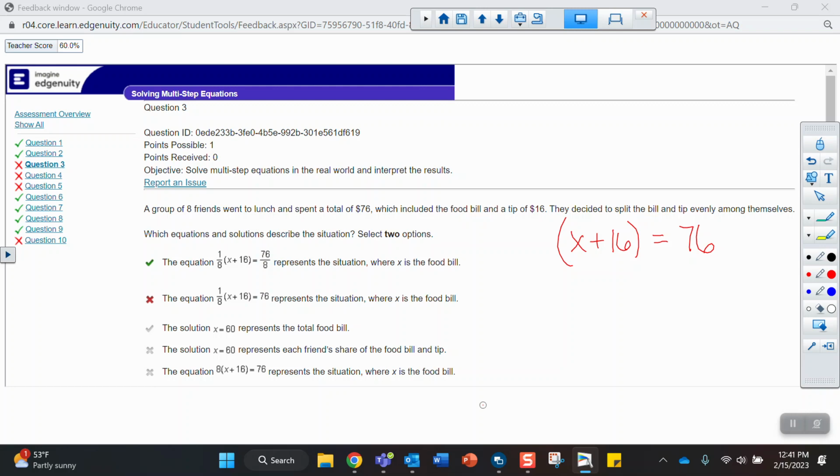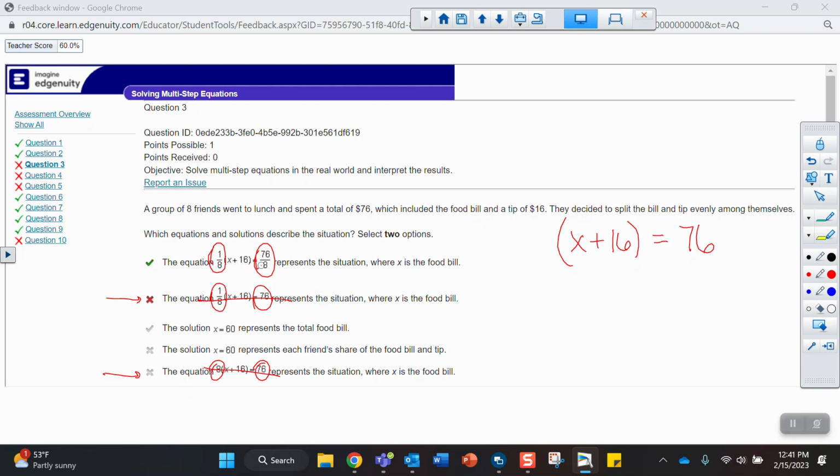The reason why this one and this one don't work is because while they're multiplying this side by 8, they're not also multiplying this side by 8. And so you can't do that. And here they're multiplying by 1/8 or dividing by 8, and they're not doing that over here. So this one doesn't work. The only one that works is that first one because they're taking 1/8 on the left and also 1/8 on the right. Multiplying by 1/8 is the same as dividing by 8.